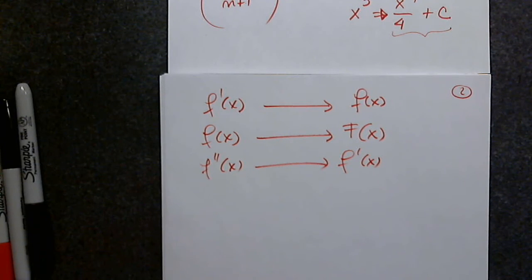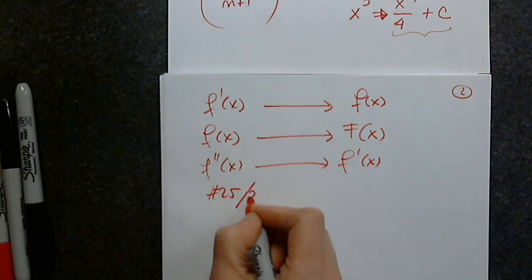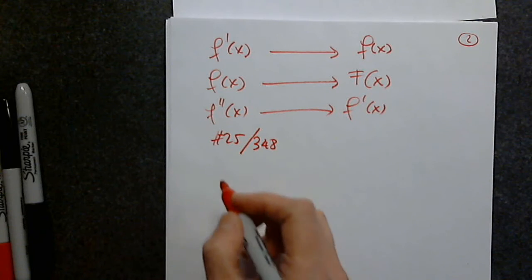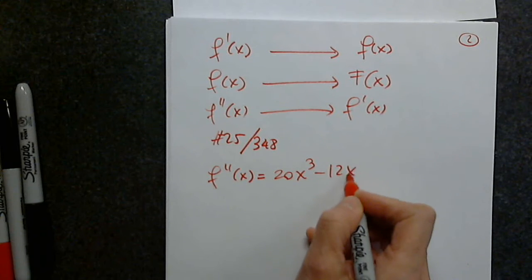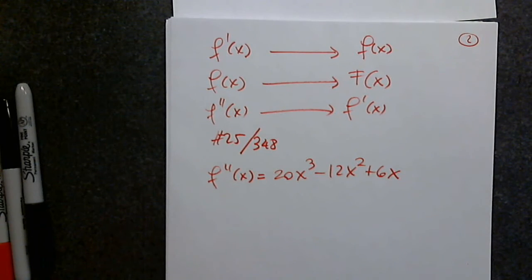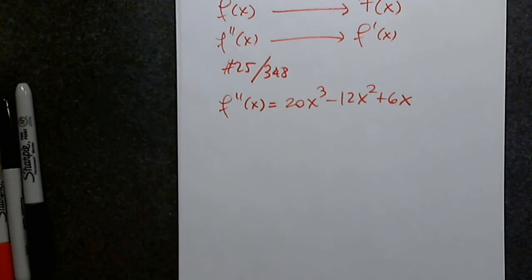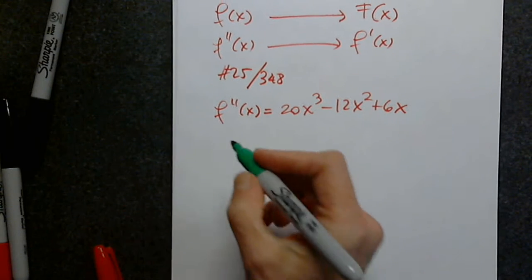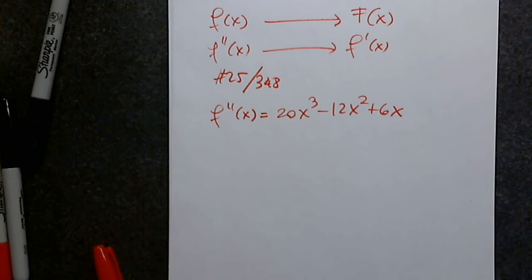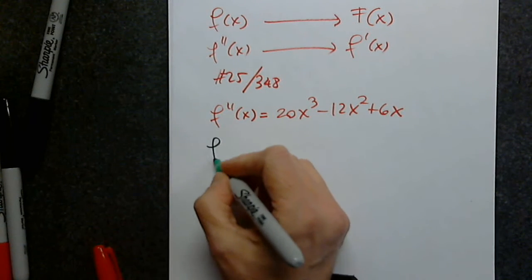Okay, so let's look on page 349. Let's start with just a simple situation like 25 on page 348. We are given f double prime, 20x cubed minus 12x squared plus 6x. And the question is asking us to find f of x, of course. We cannot determine f of x if we don't determine f prime of x first. When we're asked to find f, we're asked to find the most general f. So first we have to find f prime.